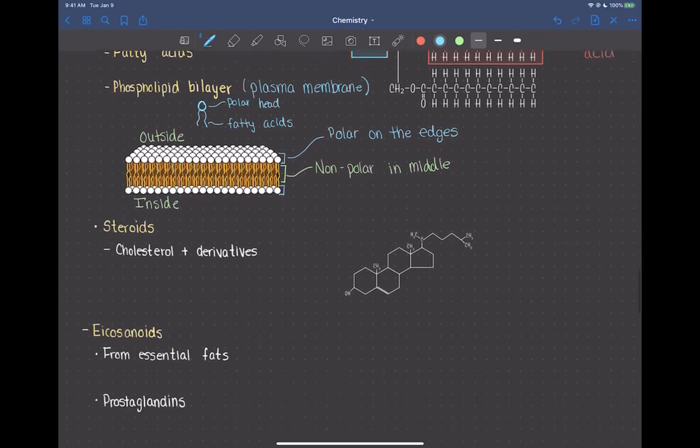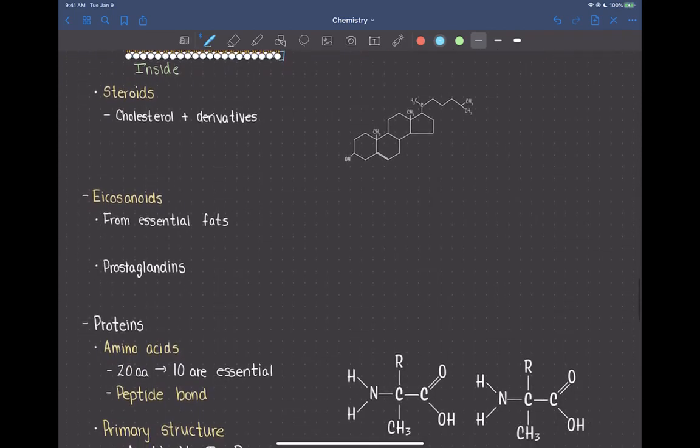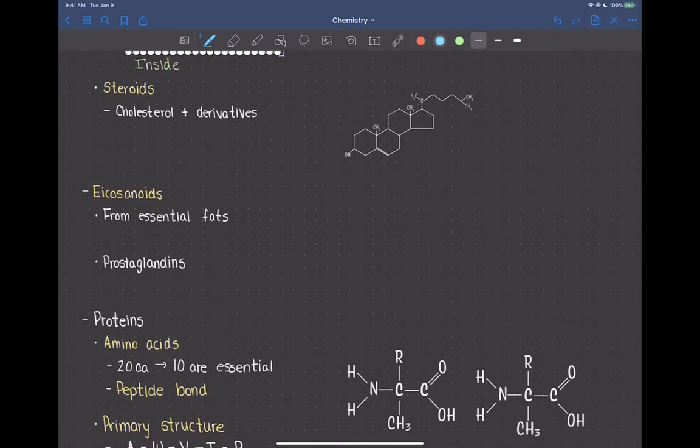All right, our next category of fats is going to be steroid fats. And so steroid fats either include cholesterol or they're derived from cholesterol. Okay. And so they have this ring structure, very different than our other fats with those fatty acid tails, but they have these multiple rings connected to each other. So this actually is cholesterol here.